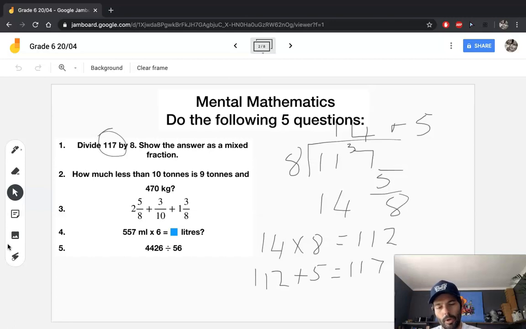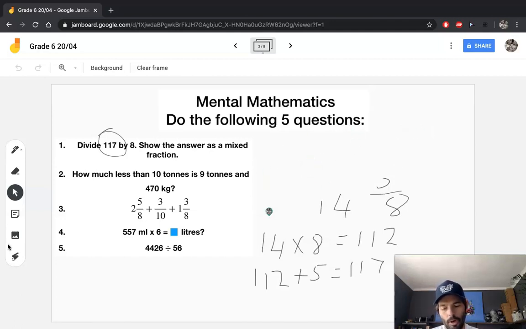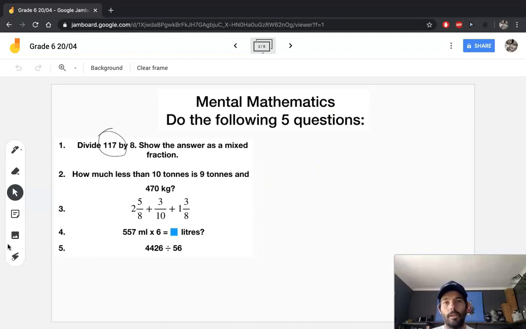Okay, so the next question, just wanted to check if you guys were aware how many kilograms there are in a ton. Okay, and you're quite correct in saying that it's 1,000.